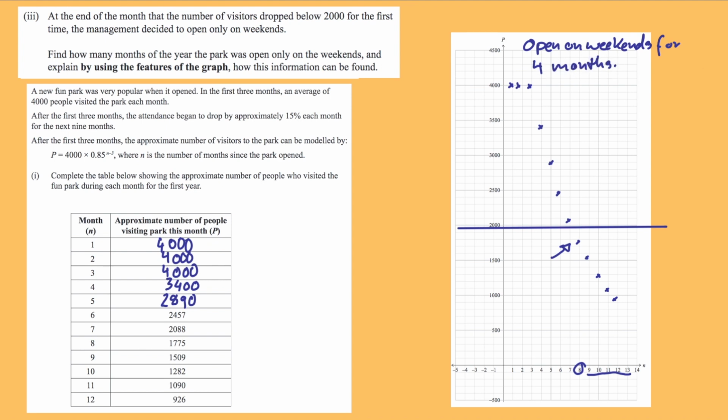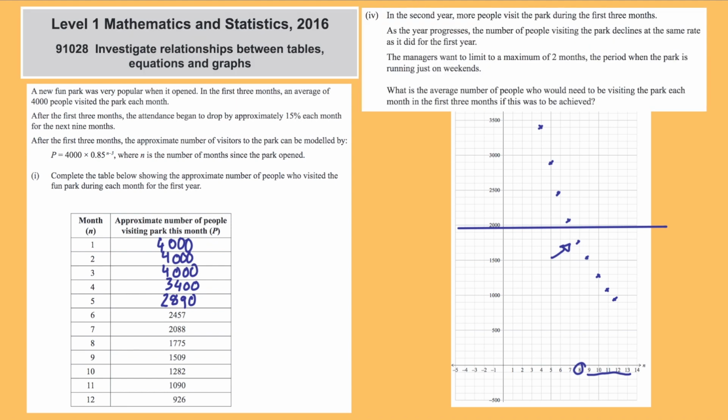This hint in bold to use the graph disappeared over the years. More recently, you would have been asked to investigate this using tables, equations or graphs, which means you could have read the answer from the table or substituted 2000 into the equation and solved it. This last part is about changing the number in front of the exponential equations from 4000 to something higher.